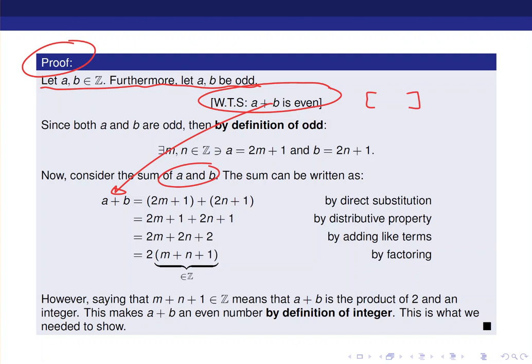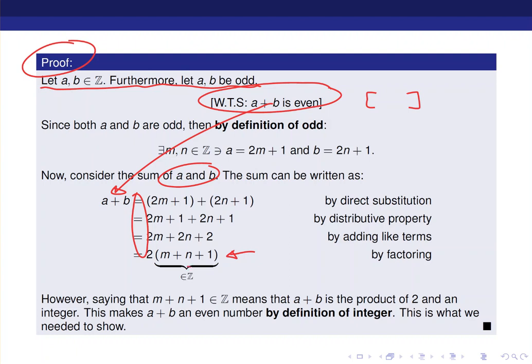As you can see, I wrote my a plus b first, and I had a chain of equals that led a plus b in the manipulation from 2m plus 1 plus 2m plus 1 into this factored version, which is an even number because it's 2 times an integer. And that was my goal. I wanted to prove that.